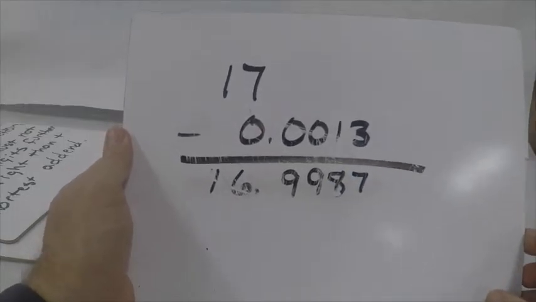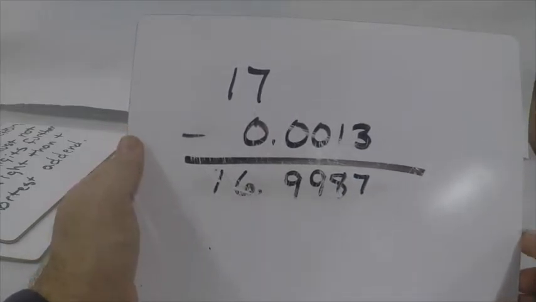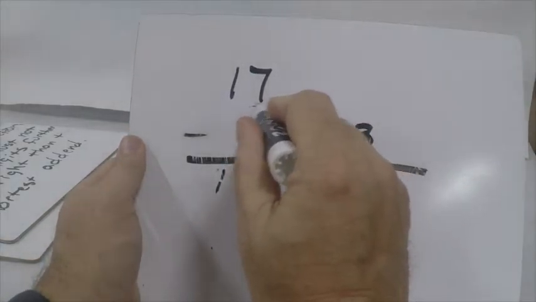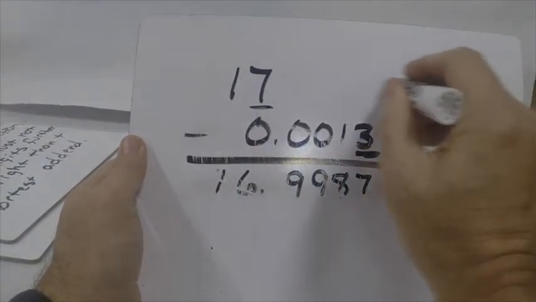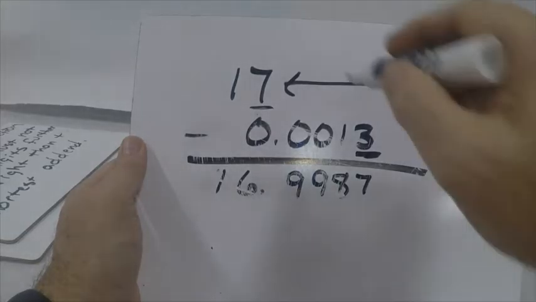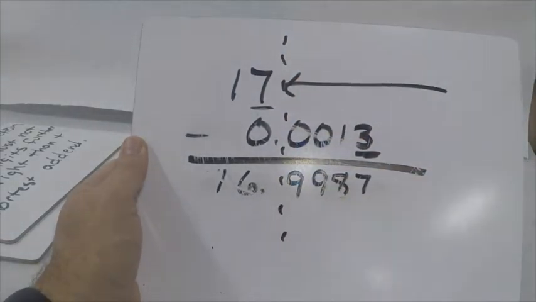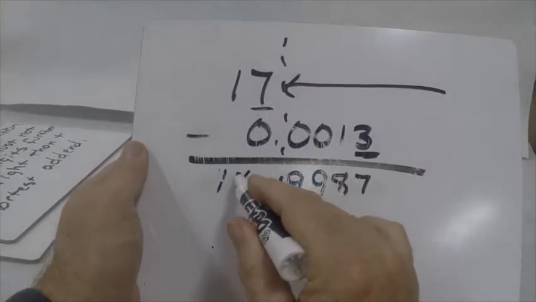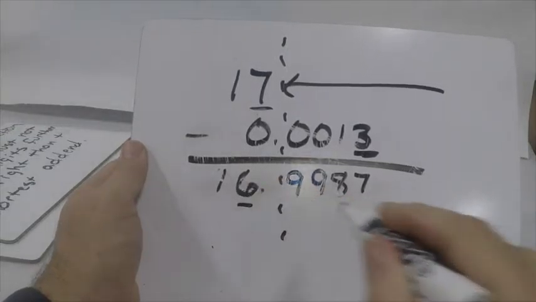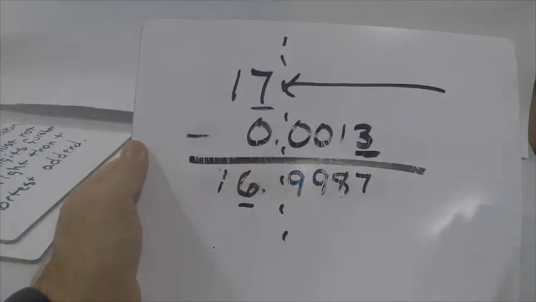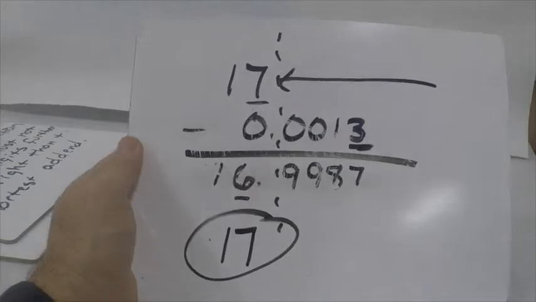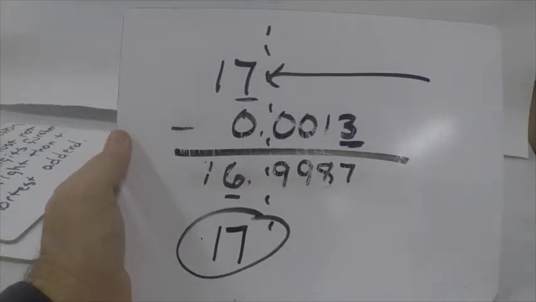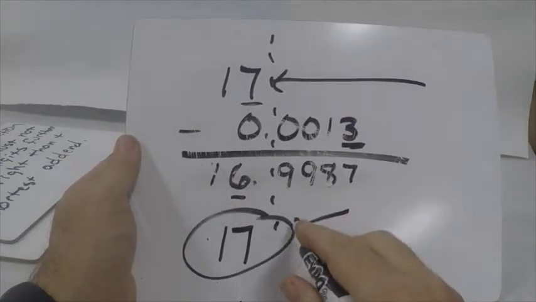If we have a subtraction one, here's what we get for an answer. What's the farthest to the right? This one. Which one's the farthest to the right? This one. So I can only go that far. So now I have to round off to the nearest whole number. Well, what is 16.9987 rounded off to the nearest whole number? It's 17. So in this problem, 17 minus 0.0013 gets me 17.